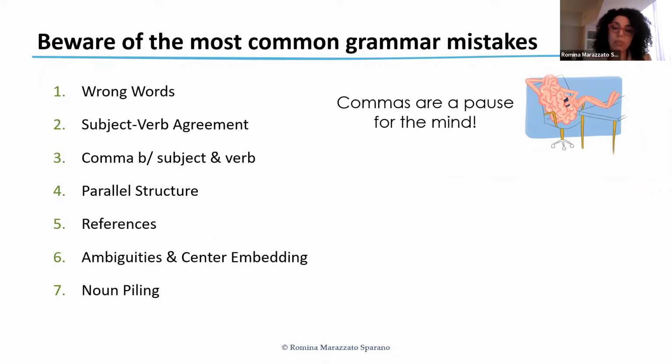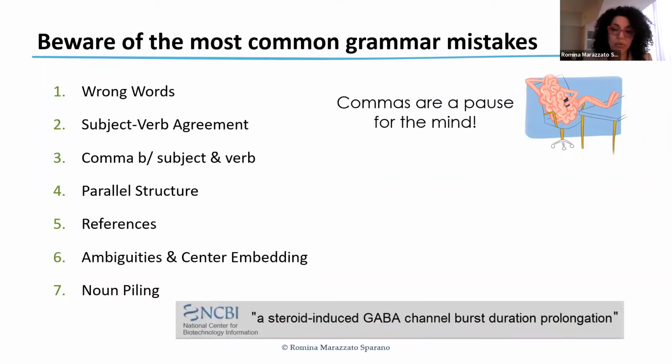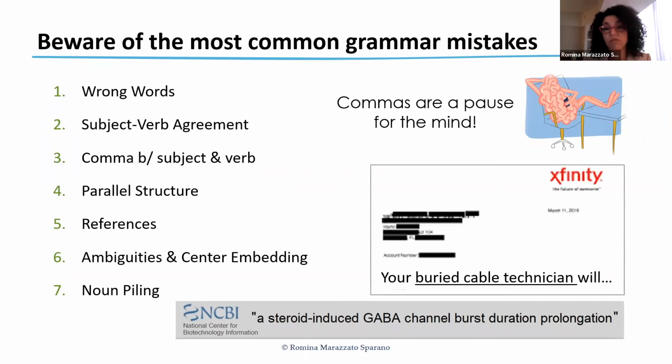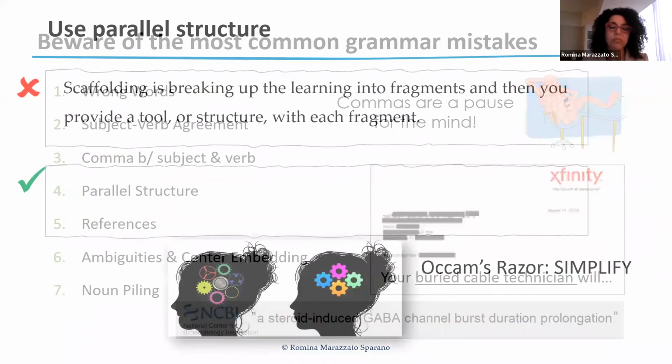We're going to see a couple of examples. For example, when we pile nouns and we get this very, very long noun structure in English, it's very confusing. And it can be very confusing in a very simple text. This is a communication I got from my cable provider: "Your buried cable technician." The technician is not buried. What's buried is the cable. So we want to unpack that for our reader.